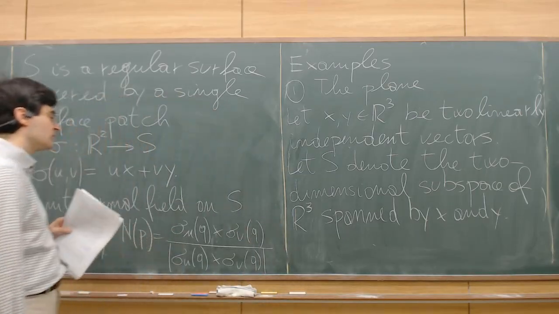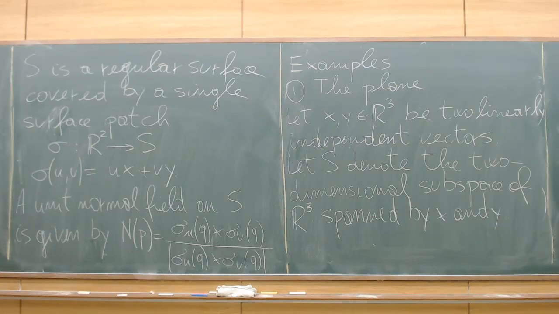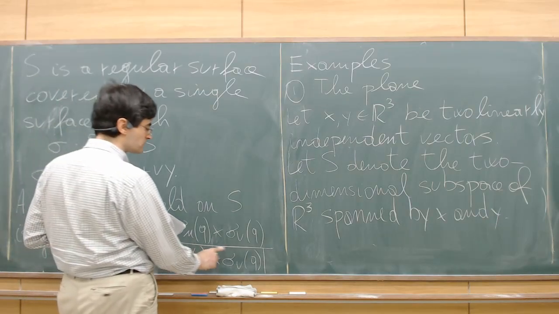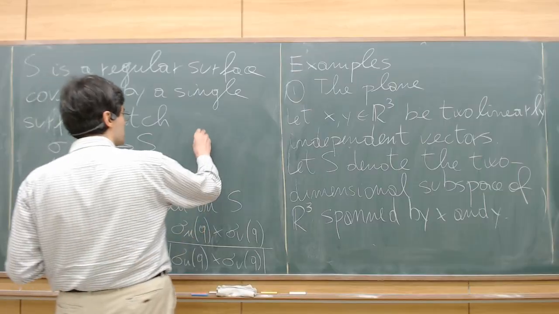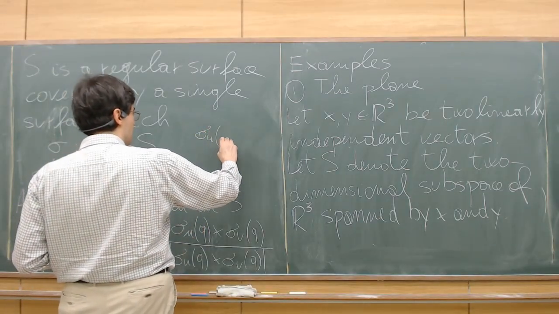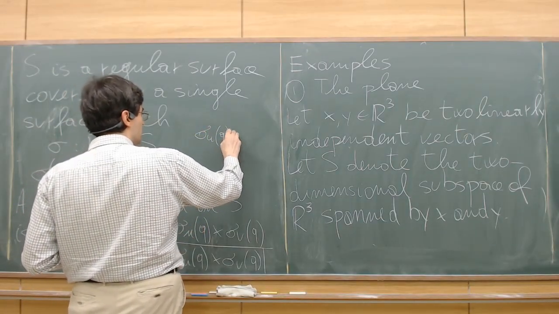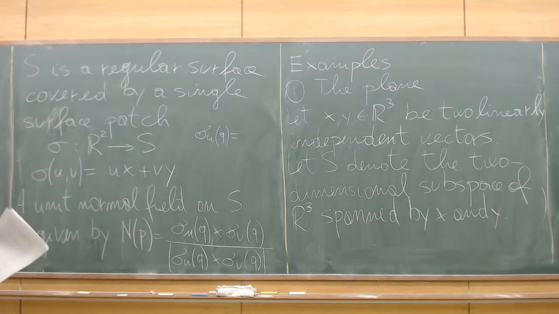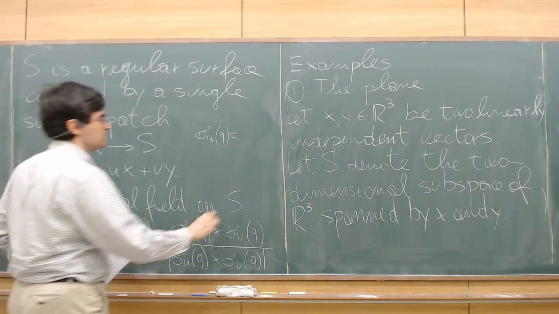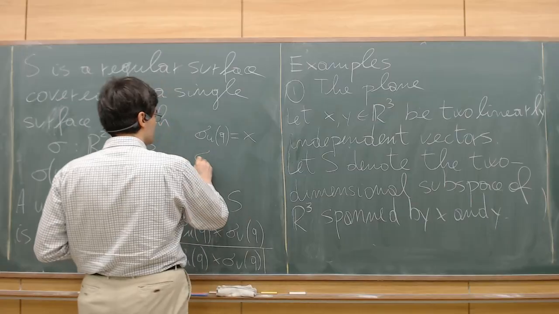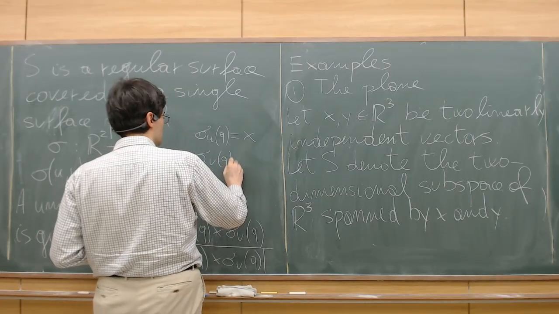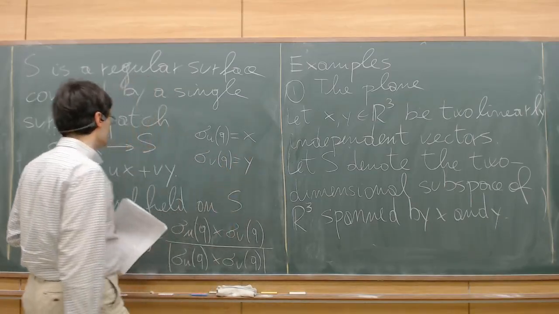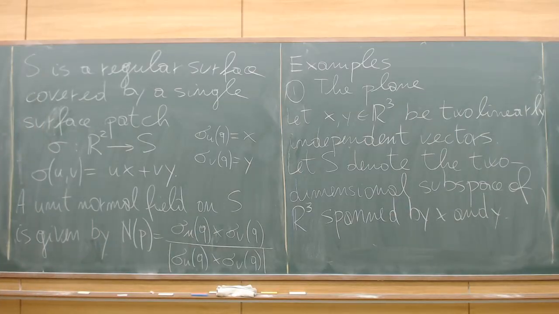is given by this formula, of course. And what are sigma u and sigma v? Sigma u at q is just x, and sigma v at q is just y for any q in R2.